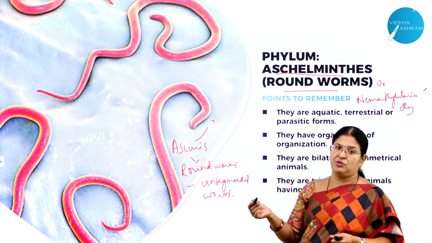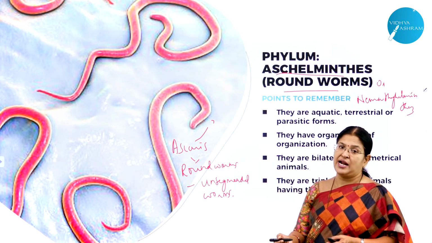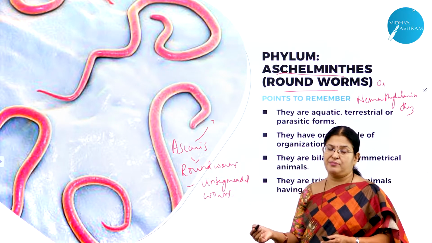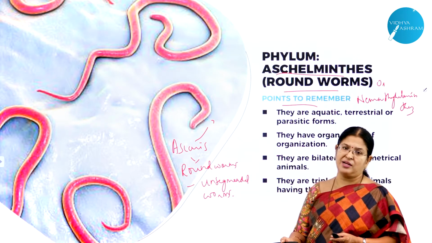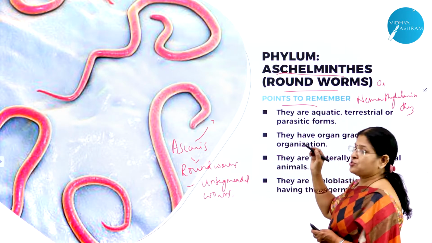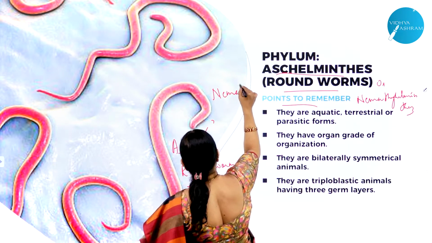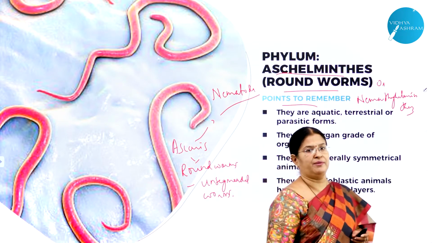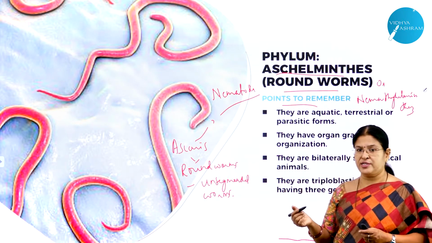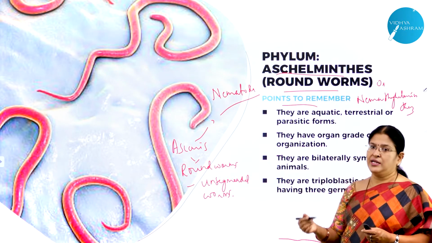Platyhelminths were flatworms, but these are roundworms. The body is cylindrical and unsegmented, hence we call them roundworms. Usually the Aschelminths or roundworms are also referred to as phylum Nematoda. So these are the alternate names for this phylum: phylum Aschelminths, roundworms, Nemathelminths or Nematoda.